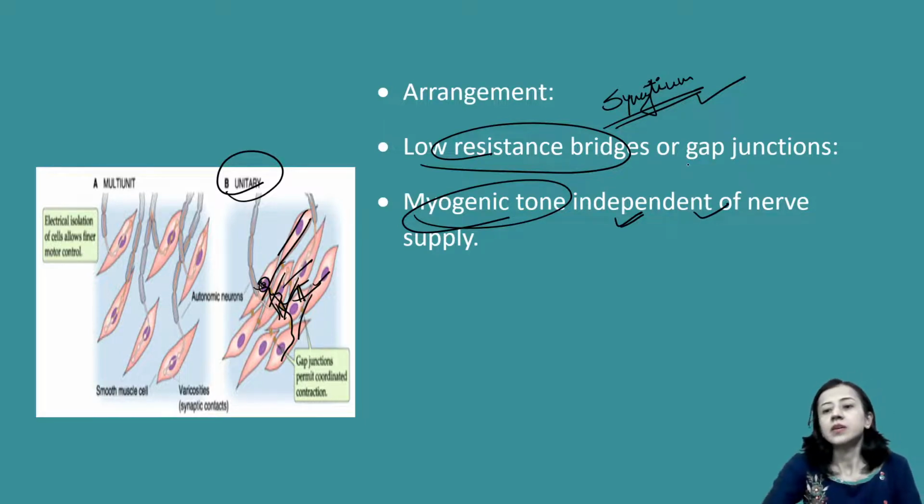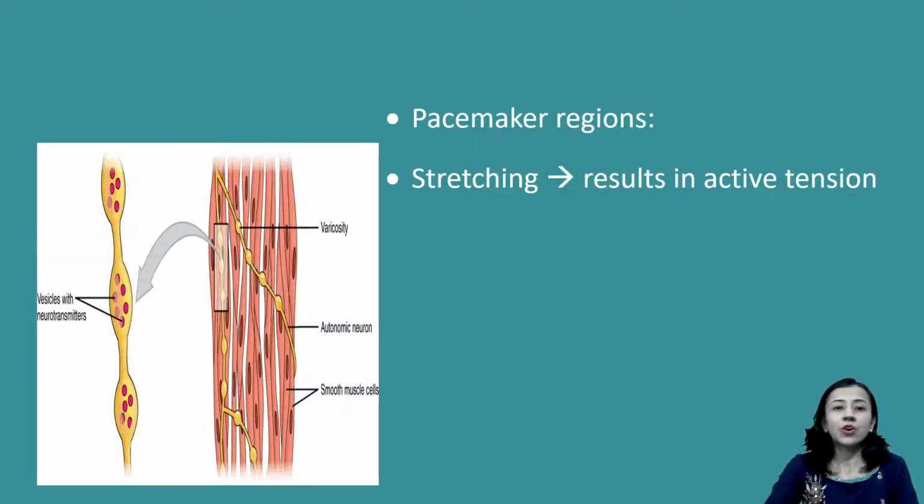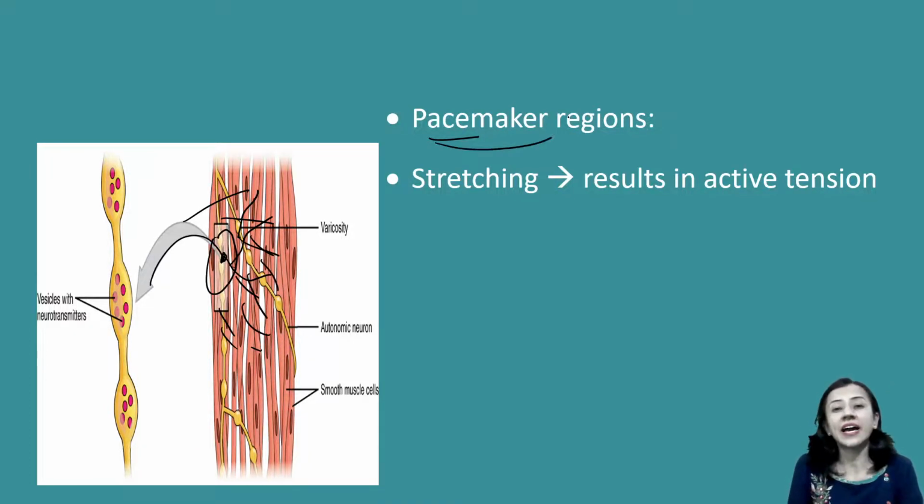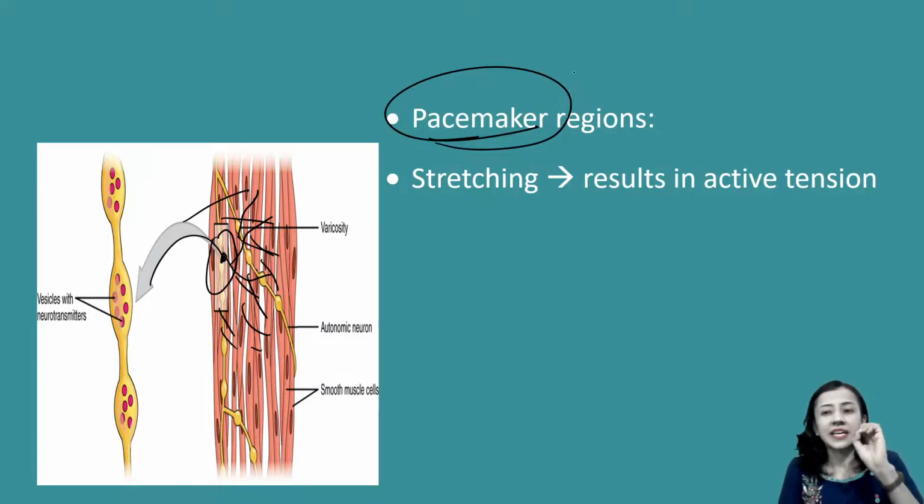Okay, fine. Now here they also have a pacemaker region, means one of the areas is a pacemaker. So suppose you are stimulating only this area, you need not stimulate all the muscles. What happens? Because you are stimulating here, the action potential through gap junctions will pass to all the areas. So it has a pacemaker, means the area when it is stimulated, the whole muscle will contract.